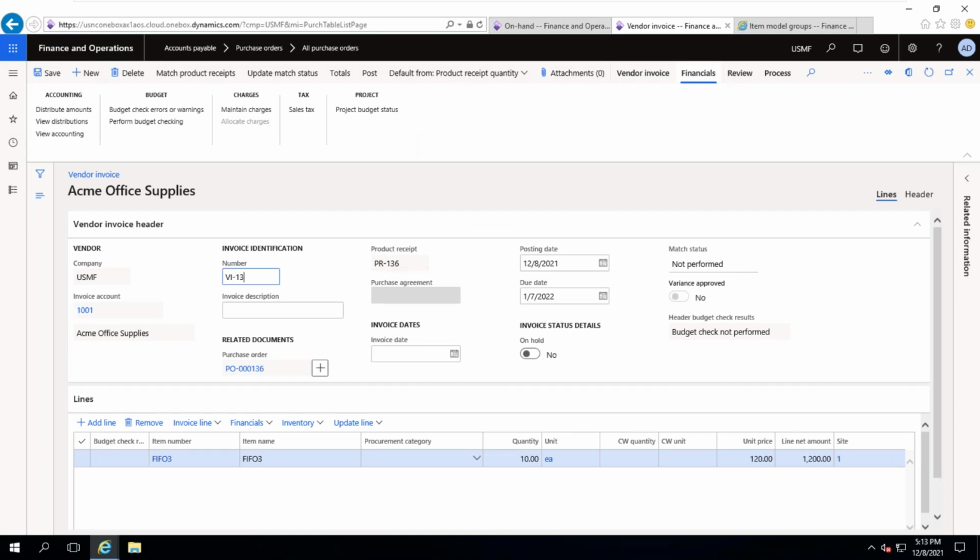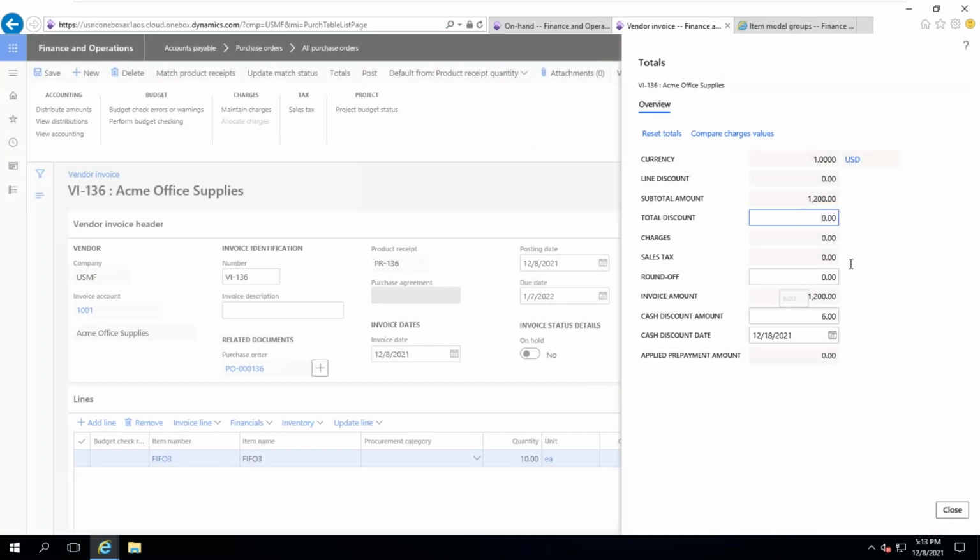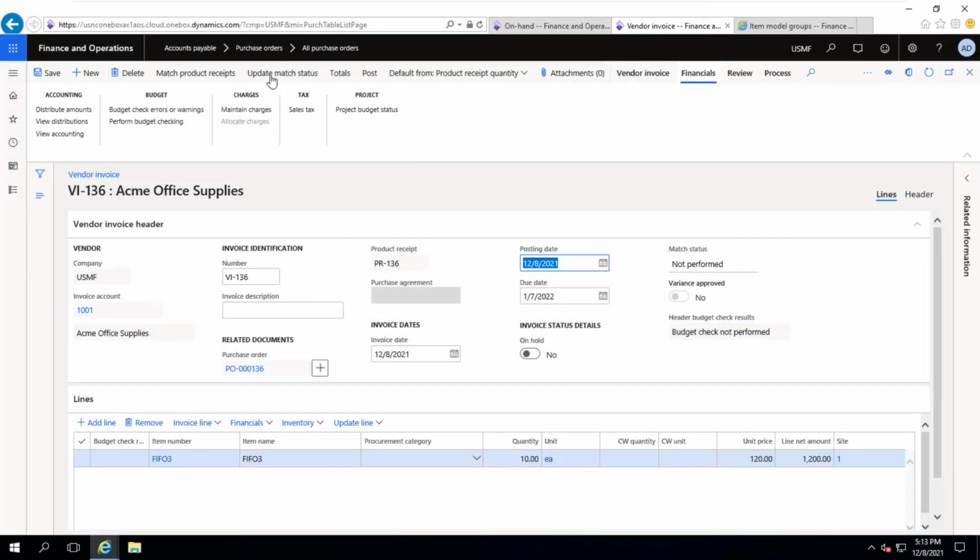So I'm entering 136 as the invoice number. Actually, business people will click on totals and validate whether this amount is correct or not. If there are any deviations, whether those deviations are within the company rules and regulations or not will be validated here. Currently there are no deviations, so everything is passed. How to handle deviations, you are going to learn in coming sessions. Now there is no deviation, I'm posting.